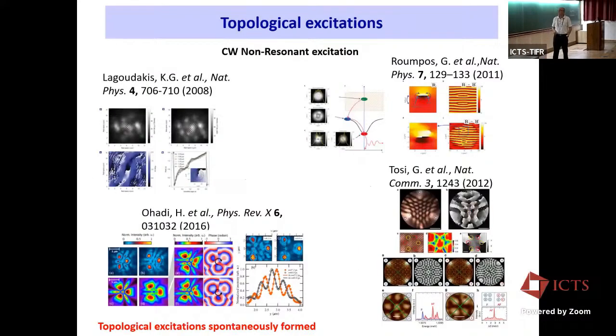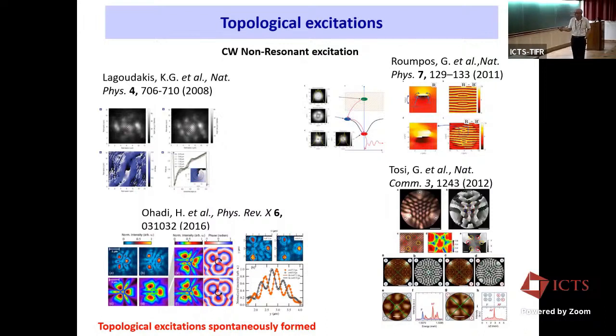But it is also possible, of course, to observe topological excitations in this polariton quantum fluid. One way is to use continuous wave non-resonant excitation. In this case, we have a polariton condensate, and the topological excitations are formed spontaneously in this polariton condensate. It is possible to observe quantized vortices, but also vortex lattices and so on.